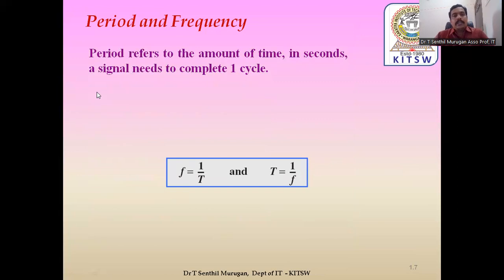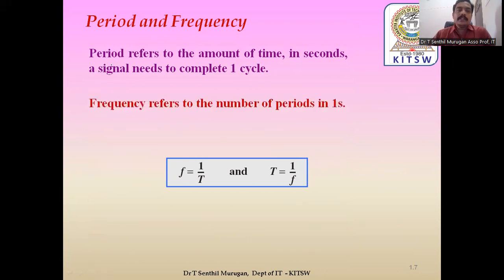Period refers to the amount of time, it may be in seconds, a signal needs to complete one cycle. So just remember that period means how much time a cycle takes to complete. Frequency refers to the number of periods in 1 second. Frequency means in 1 second, how many periods are completed.